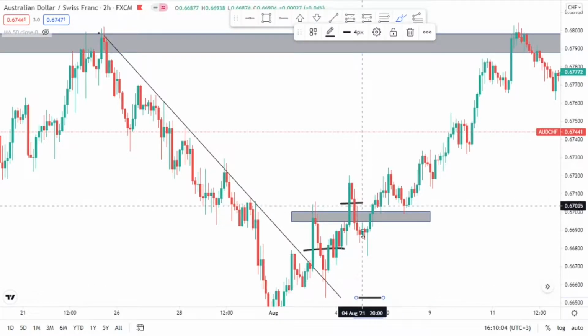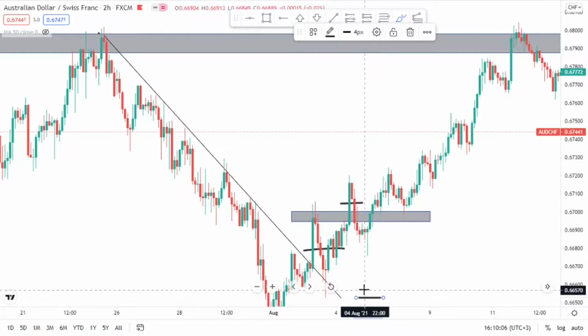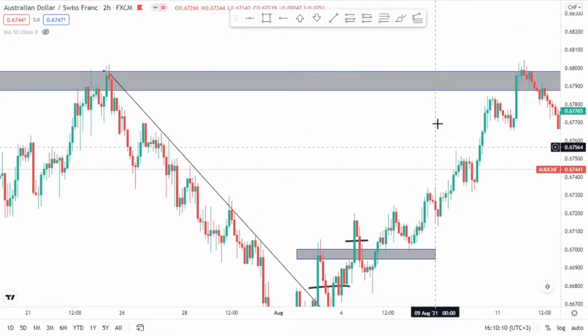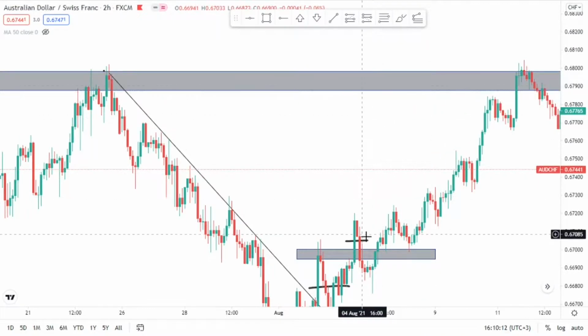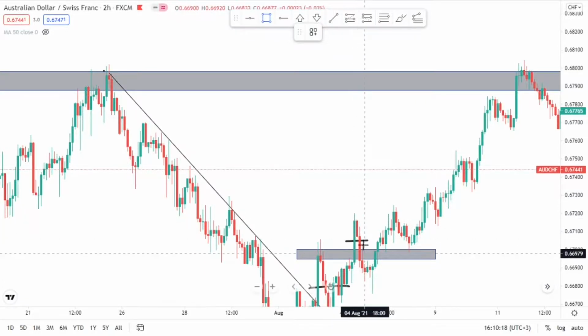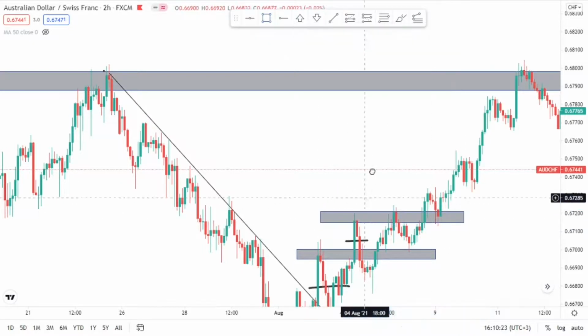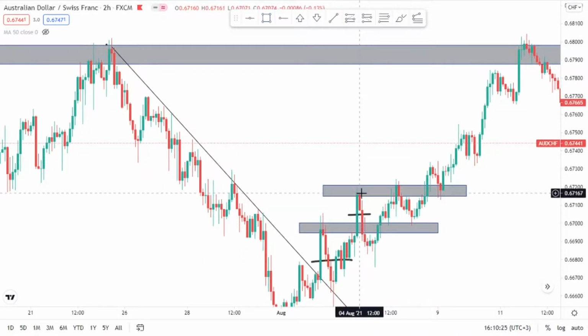Okay, so entry right there, stop loss right here under the previous higher low, and targets all the way to the zone that is above here. So again, as price was going up, immediately you entered, it formed this high right here. So we have this high right here. So this is also another area where you could be looking to scale in.